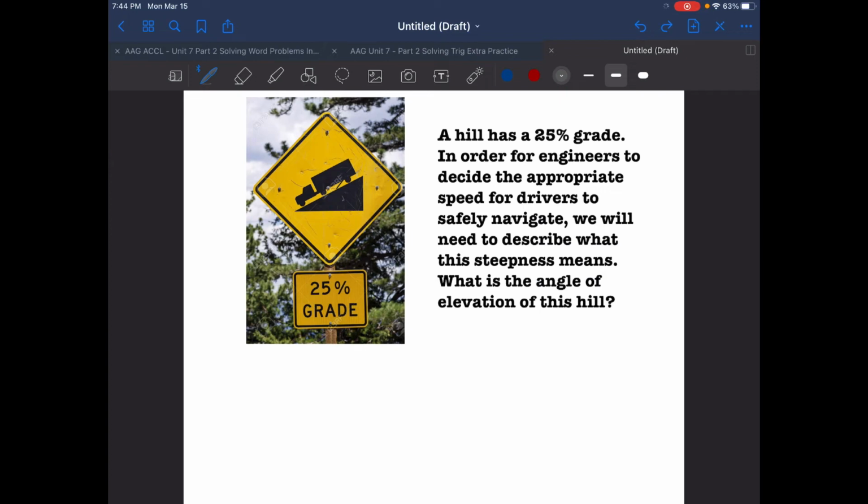Okay, similar example here. So I wanted to use another kind of real-life, real-world application. So we have a hill or a road here that has a 25% grade. In order for engineers to decide the appropriate speed for drivers to safely navigate, we will need to describe what this steepness means. What is the angle of elevation of this hill? So what I'd like to do here is I want to just kind of recreate the triangle that you see in the sign, literally in the sign. Hopefully you notice there's that right triangle that we're working on in this chapter.